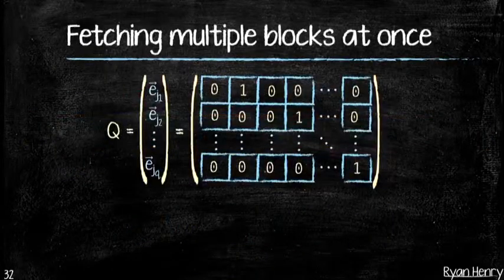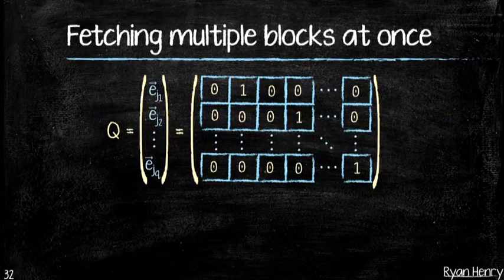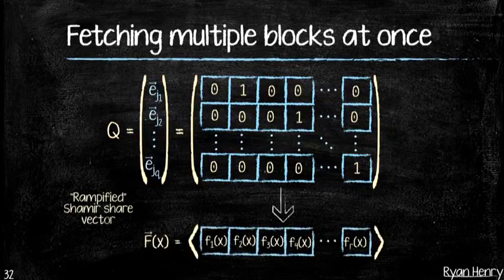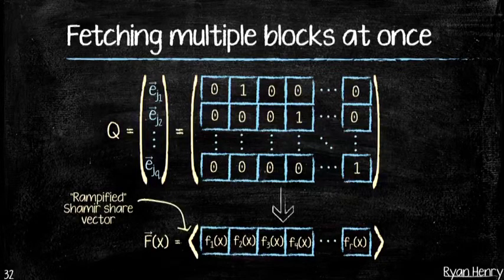Okay, so now I said you want to get Q blocks. We have one of these matrices. It's got Q rows in it, and each one is just a standard query. What we're going to do is use one of these ramp schemes, and encode all of these queries together in a single vector. So we're going to choose polynomials that pass through.